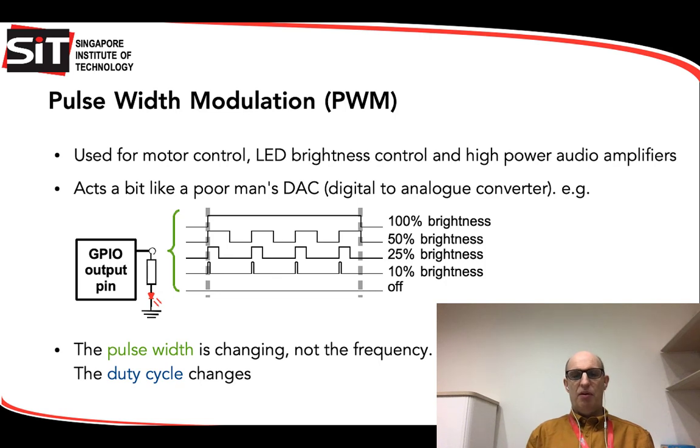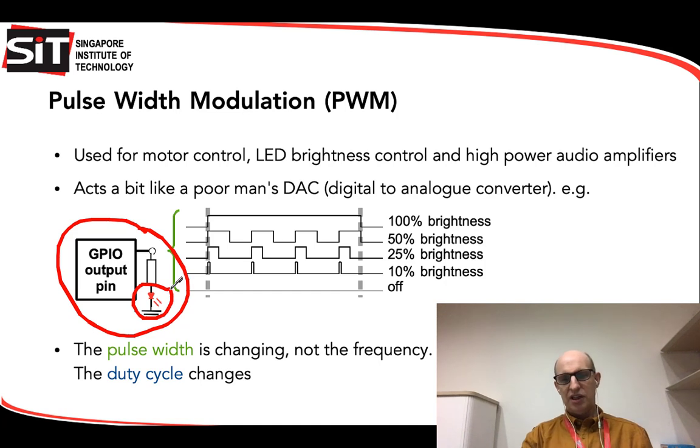Many people say this is a bit like a poor man's digital to analog converter. Well, in fact, if you clock it very fast, it can be a good digital to analog converter. But I'm talking about very, very fast. So the idea is illustrated in this diagram. If we had a microprocessor with a GPIO output pin driving a resistor and then an LED, we know that the LED brightness depends on the amount of current which flows through the LED. So if we turn the GPIO pin on and leave it on continuously, it's going to be 100% brightness.